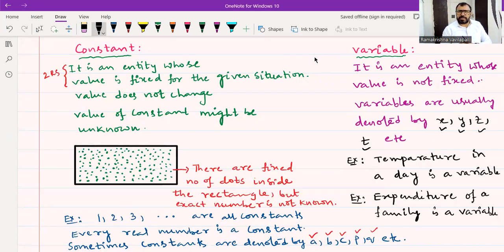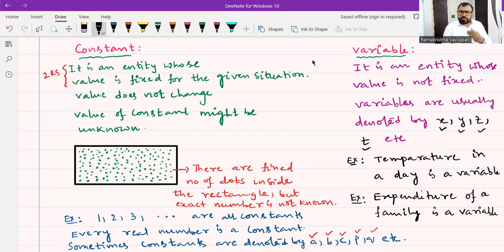For example, you take the temperature in a day. Generally, temperature will never be constant in a day. It keeps on changing, minute to minute maybe, or second to second maybe, or hour to hour maybe. But anyway, the temperature will always change in a day. So the temperature in a day is a variable. Like the expenditure of a family, which will generally not be constant. It keeps on changing. Today some rupees I have spent, tomorrow some other rupees are spent.